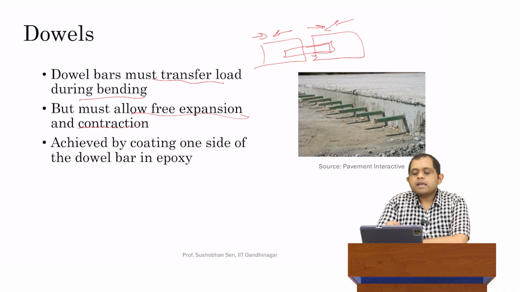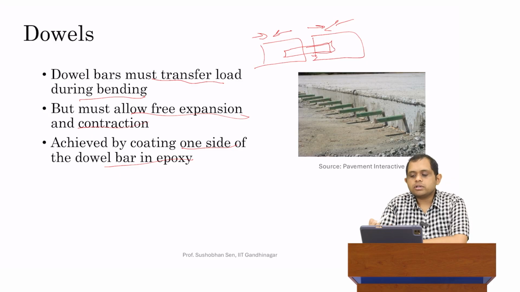How is this possible? This is basically achieved by coating one side of the dowel bar in epoxy. As I had said previously, ideally dowel bars could be corrugated or non-corrugated. It is okay if they're non-corrugated, because it means they're not going to have too much of a bond with the slab on the other side. So for example, if this is the leaf slab and we choose this side to be non-corrugated, then there's not going to be too much of a bond between the concrete and the dowel, so it becomes relatively free to move.